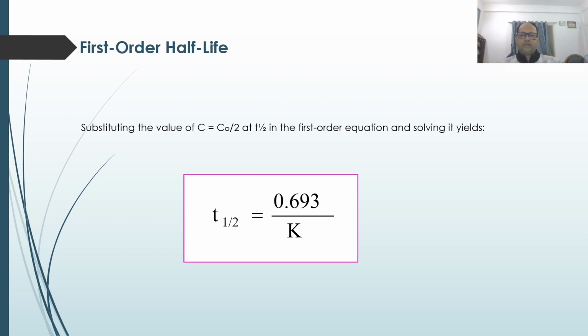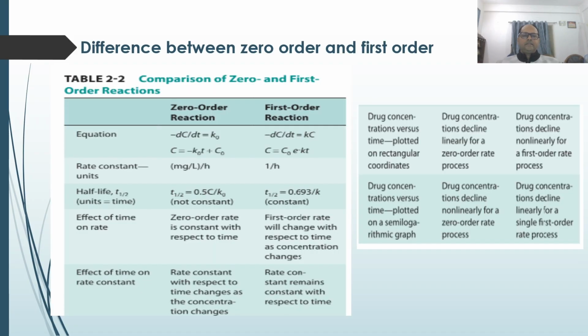So my dear friends or students, only in this case you require certain mathematical knowledge of how to convert the equation log C is equal to log C0 minus k t divided by 2.303 to the t half form. It means in place of time you write t half, in place of C you write C0 by 2, and after simplification you will get the equation t half is equal to 0.693 by k. So this is most important.